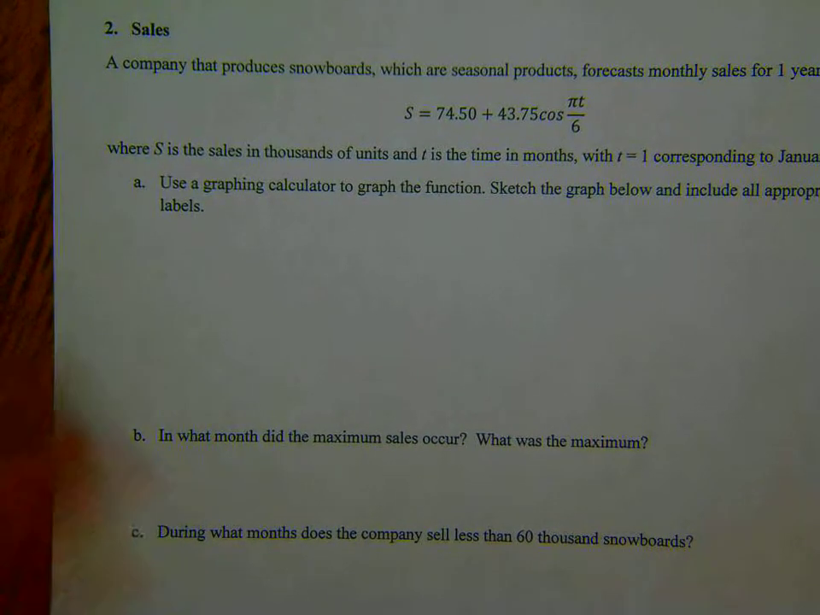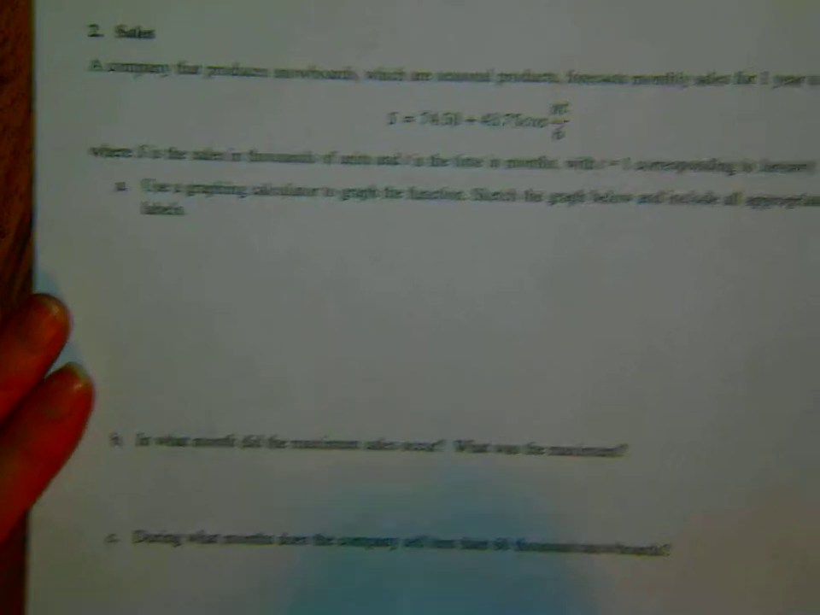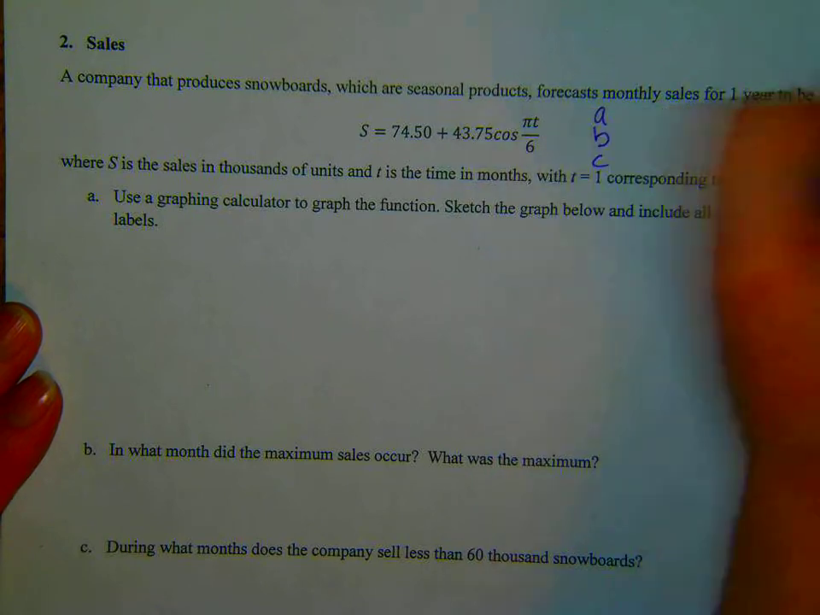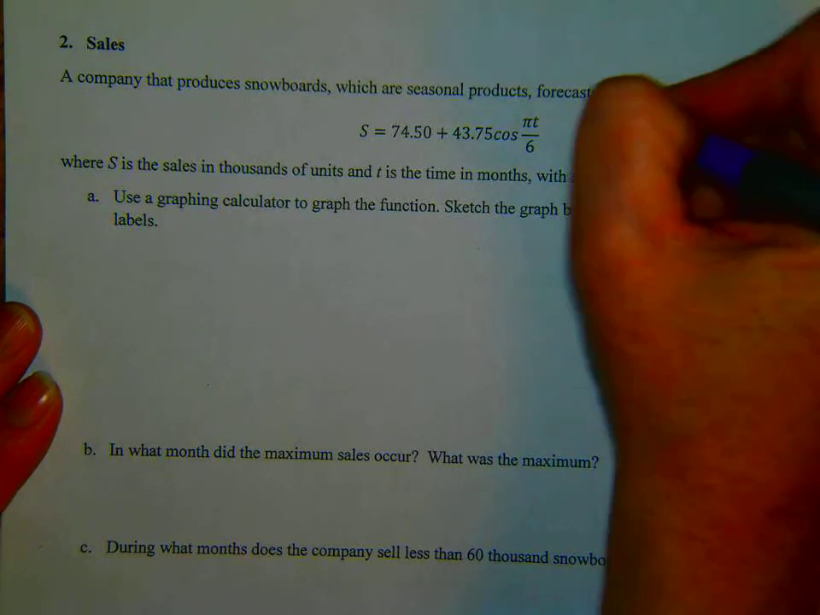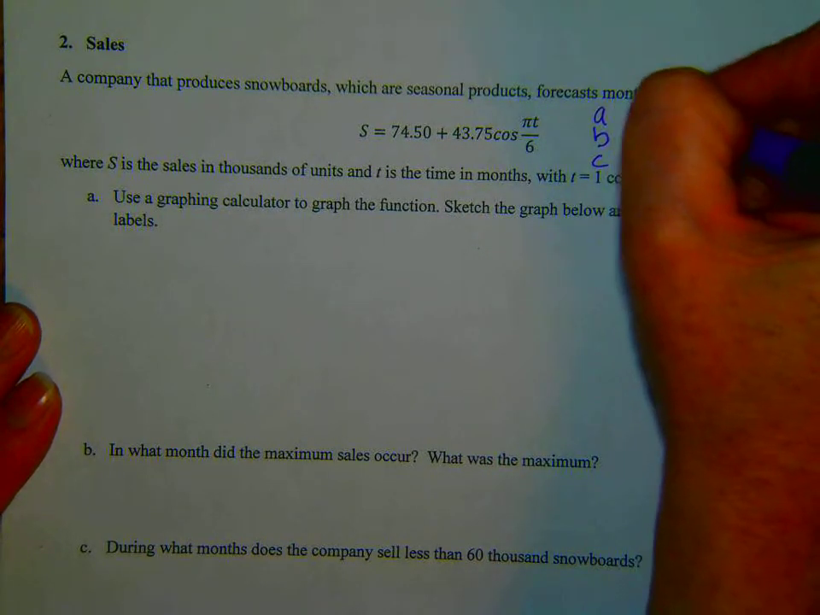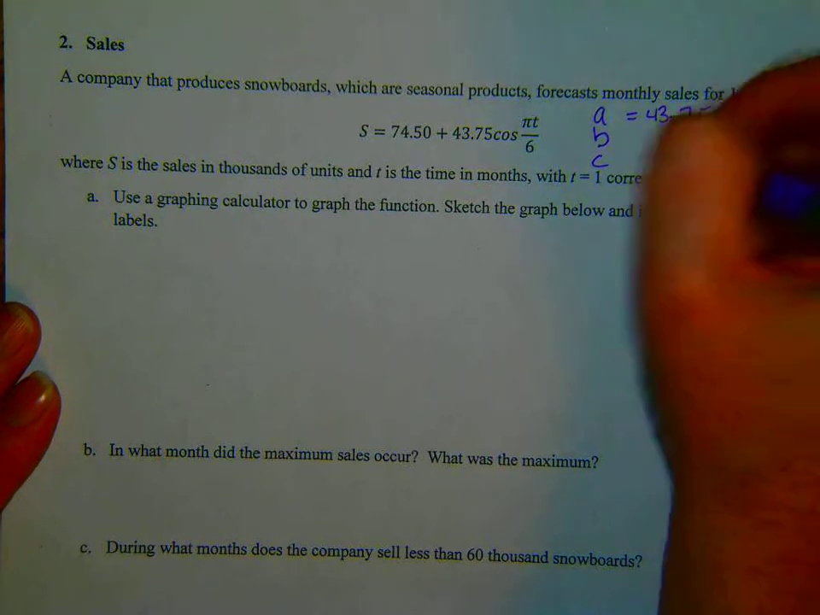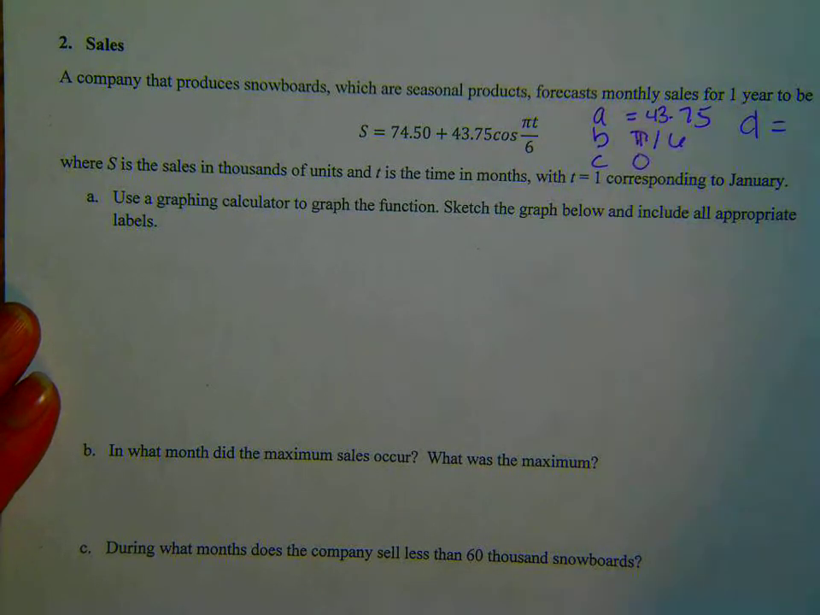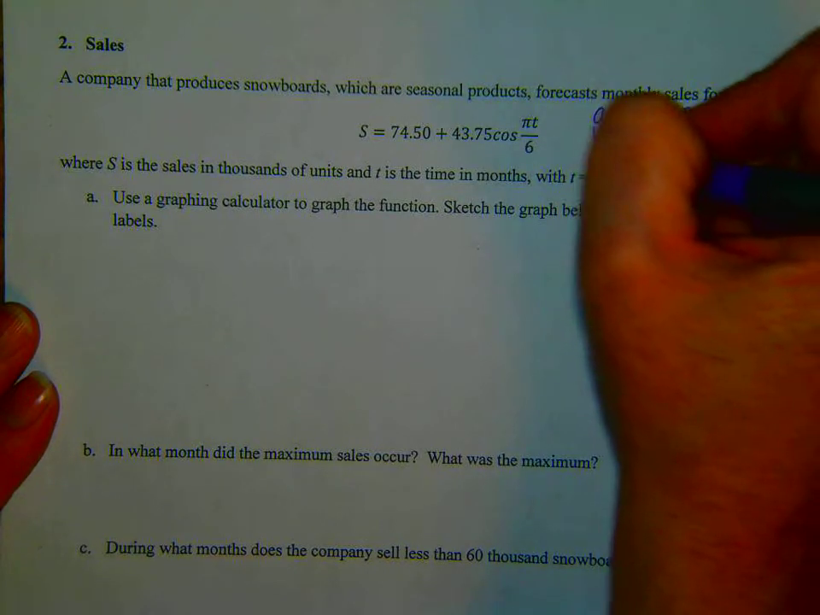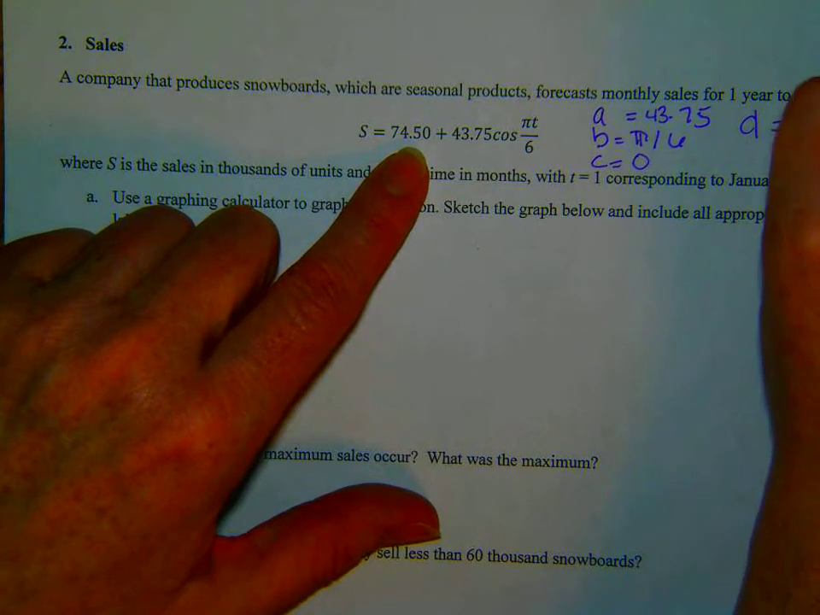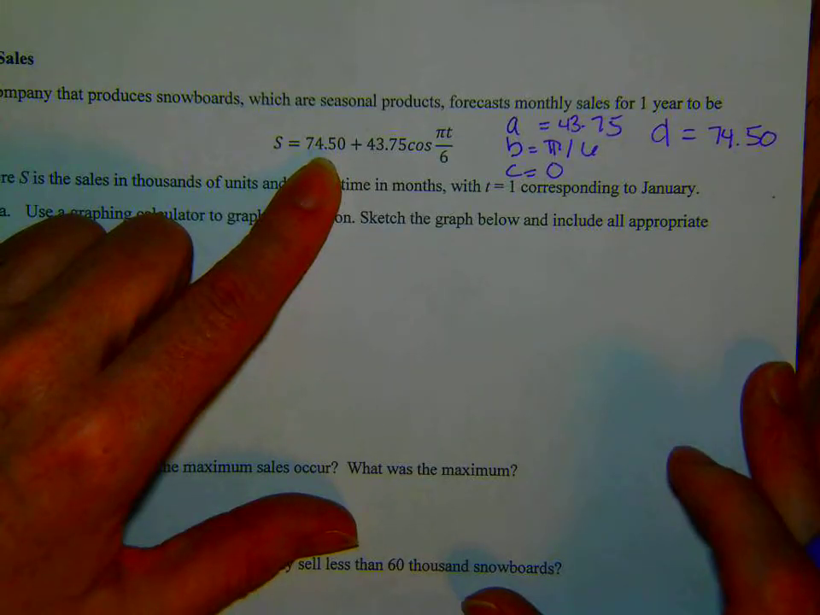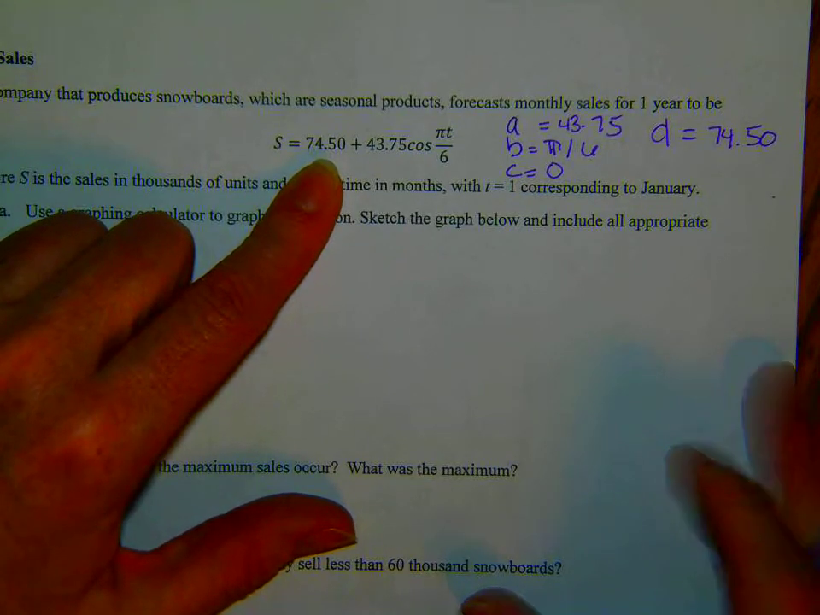Another application problem, and we're going to approach it the same way as always. What is A? What is B? What is C? What is D? Okay, A is 43.75. B is pi over 6. There is no C, okay? And D is 74.50. Moving off the graph there. Okay, we've got our A, B, C, and D.